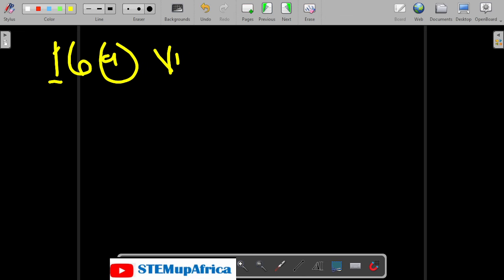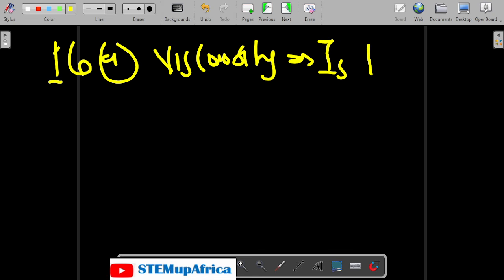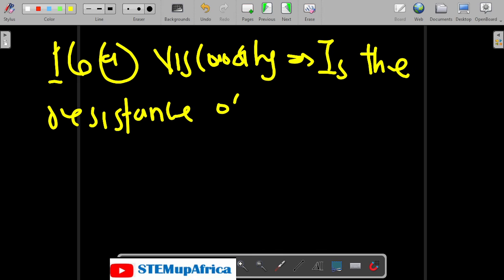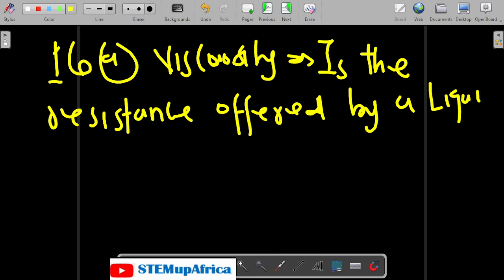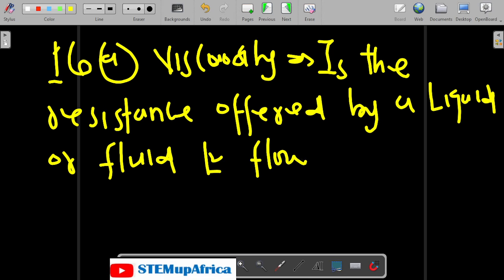So viscosity is the resistance offered by a liquid or fluid to flow. Is the resistance offered by a liquid or fluid to flow. That's what we call viscosity.